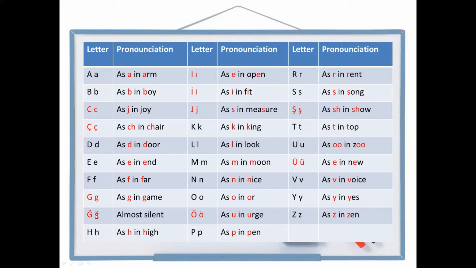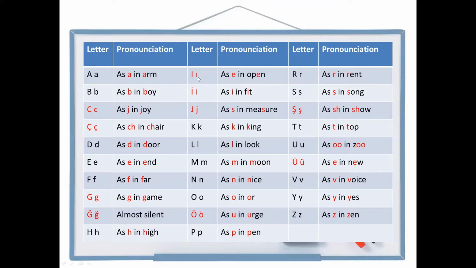And the next one is the brother of G. We call it soft G, yumuşak G. It's the letter which is almost silent, almost voiceless. I am going to give more examples about this in the following slide so you can understand better. And the next one is H, as in high, H.